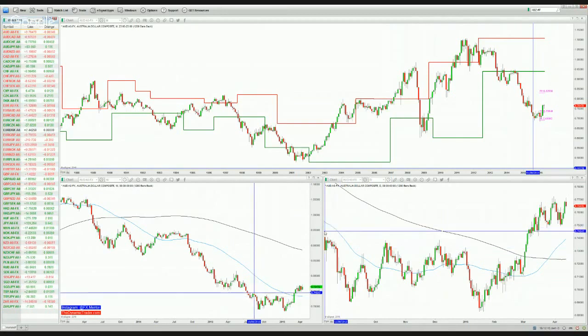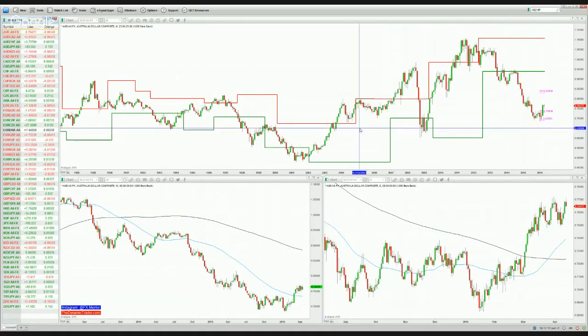Okay, so defining an edge, knowing your edge, is instrumental to trading. For me, the best place to find an edge is on the larger time frames.